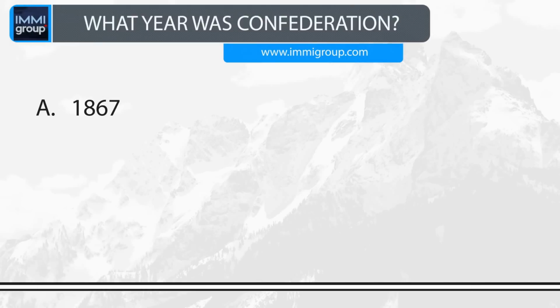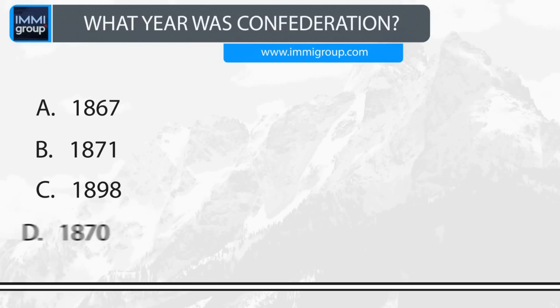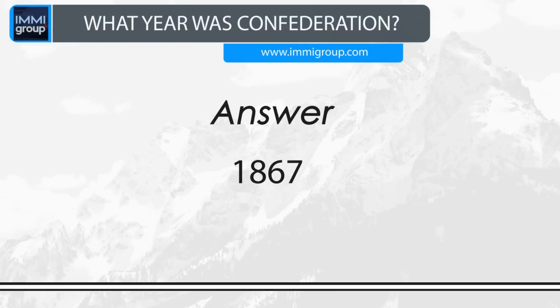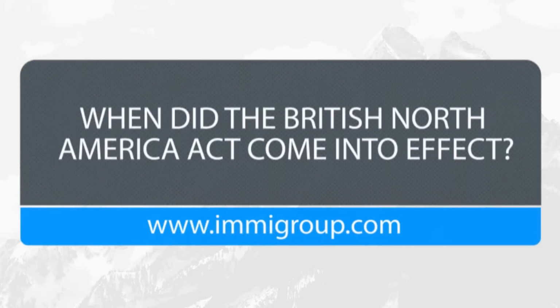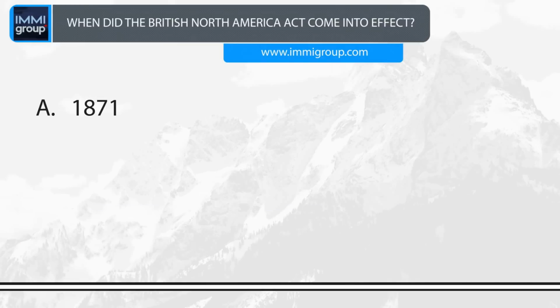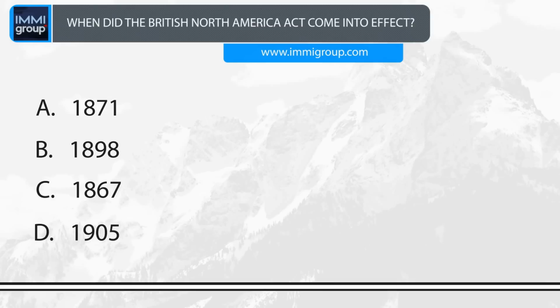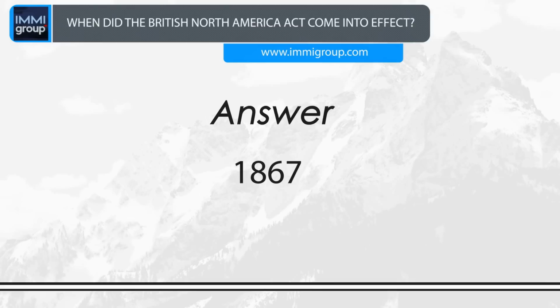What year was Confederation? A. 1867. B. 1871. C. 1898. D. 1870. Answer: 1867. When did the British North America Act come into effect? A. 1871. B. 1898. C. 1867. D. 1905. Answer: 1867.